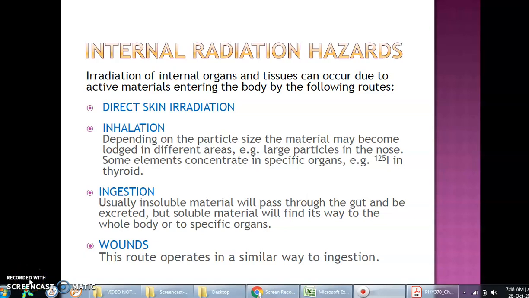General Lab Safety Part 2. Internal Radiation Hazard.